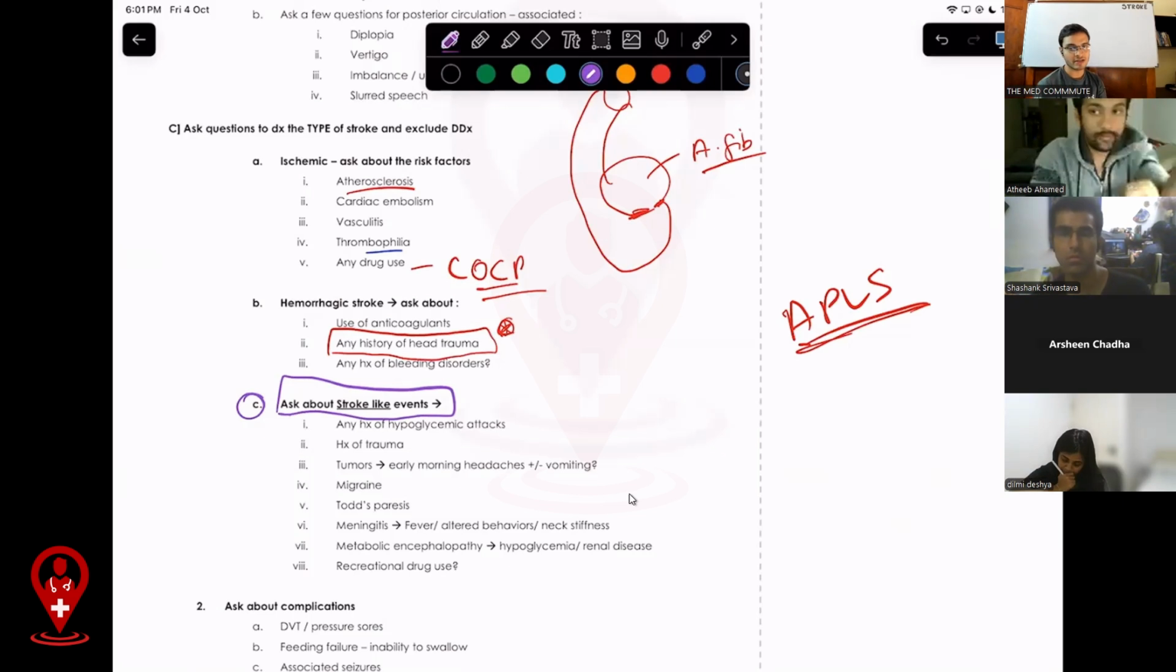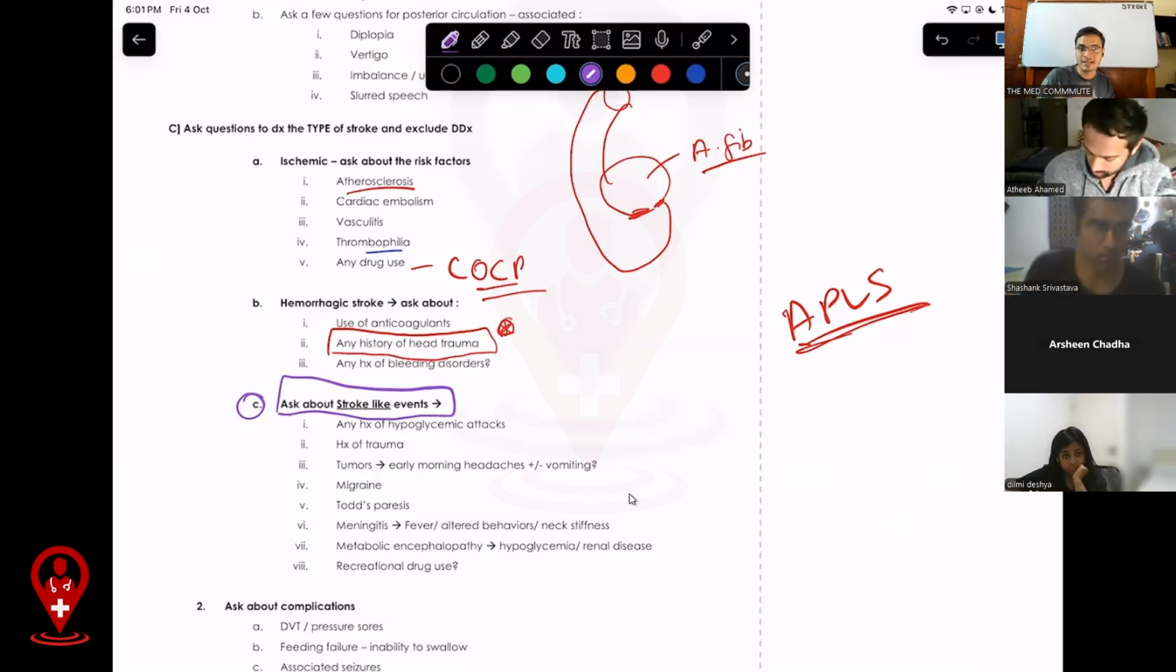Tumors. Now you all know if there is a tumor, like in the movie case that we discussed, there can be some manifestations similar to those of stroke, depending on where the tumor is and what structures it is compressing. So you can ask about early morning headaches, vomiting, and behavioral change. Because tumors are progressive. So little by little, the patient actually notices those changes in his thinking patterns and behavior. So you have to ask, have you noticed any changes?